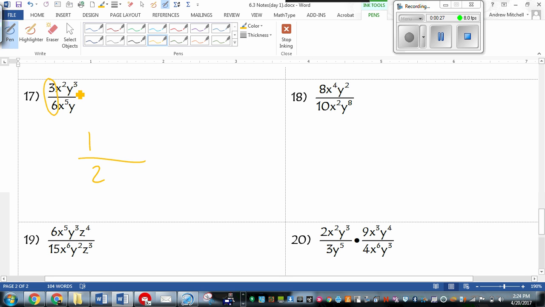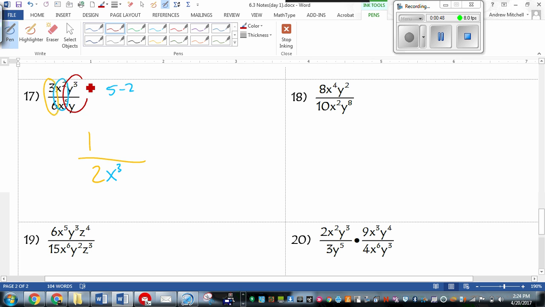For the next part, we're going to look at the x's. Remember, with the x's, when we have two powers of the same base that we're dividing, we subtract their exponents. We take the bigger one minus the smaller one. So we want to find where the bigger one is first, and that's 5. So that's going to be on the bottom. So x is going to end up on the bottom, and our exponent is just going to be 5 minus 2. So we get x cubed.